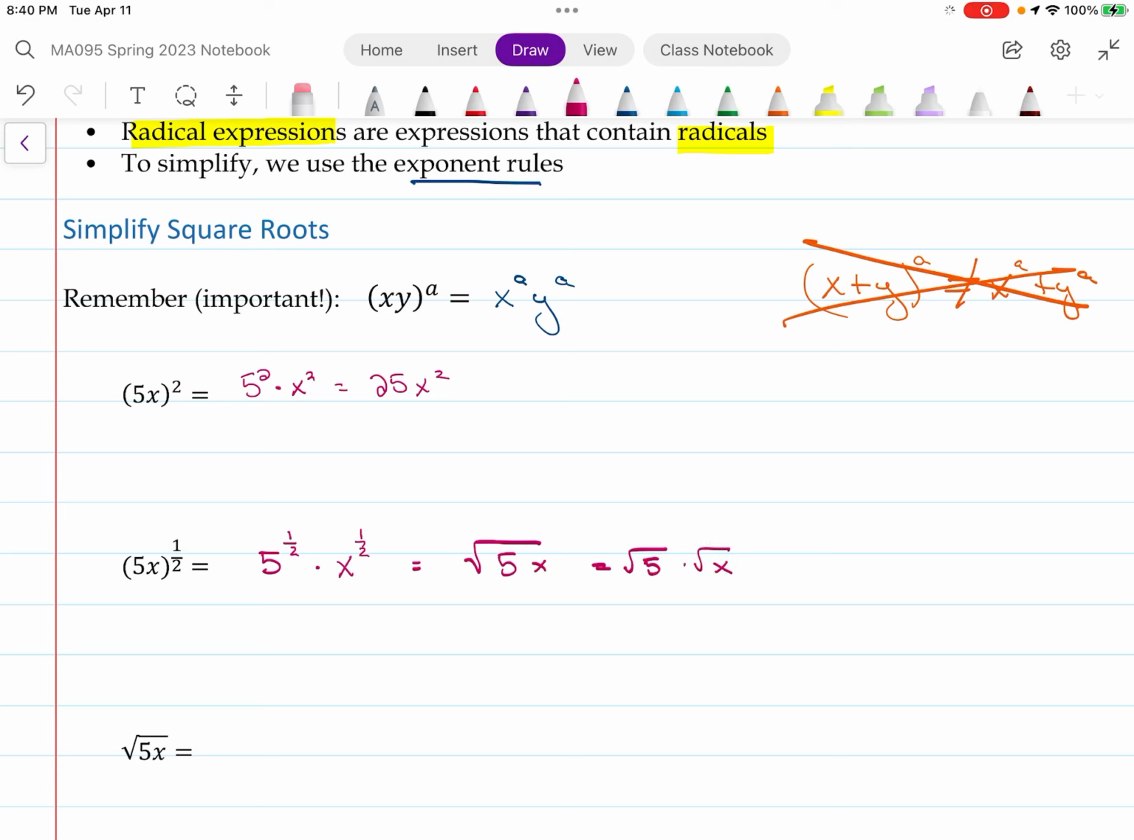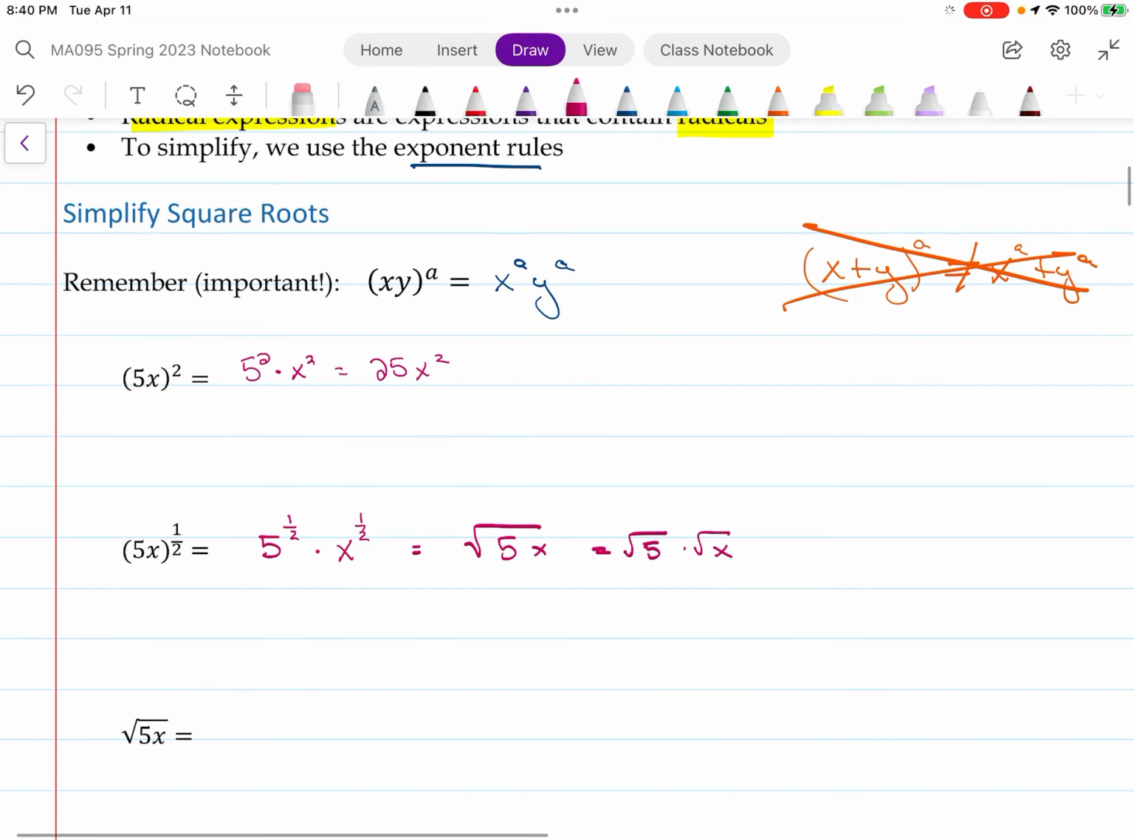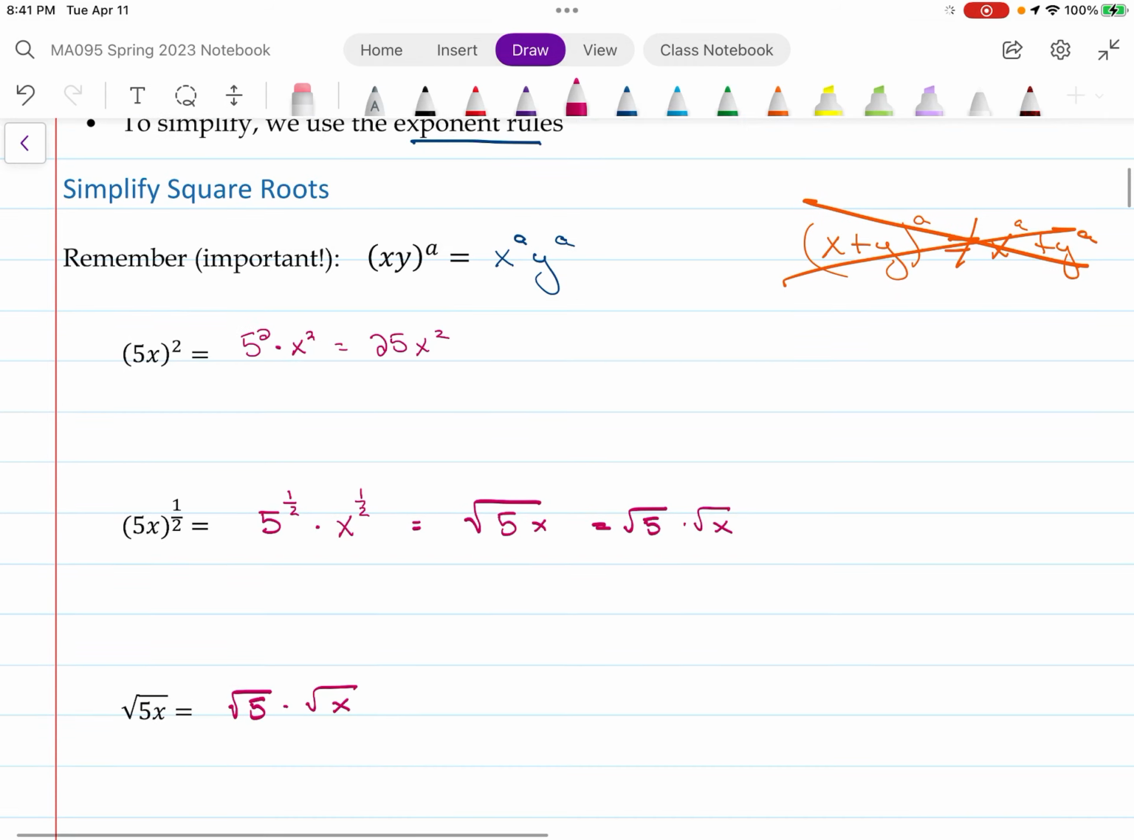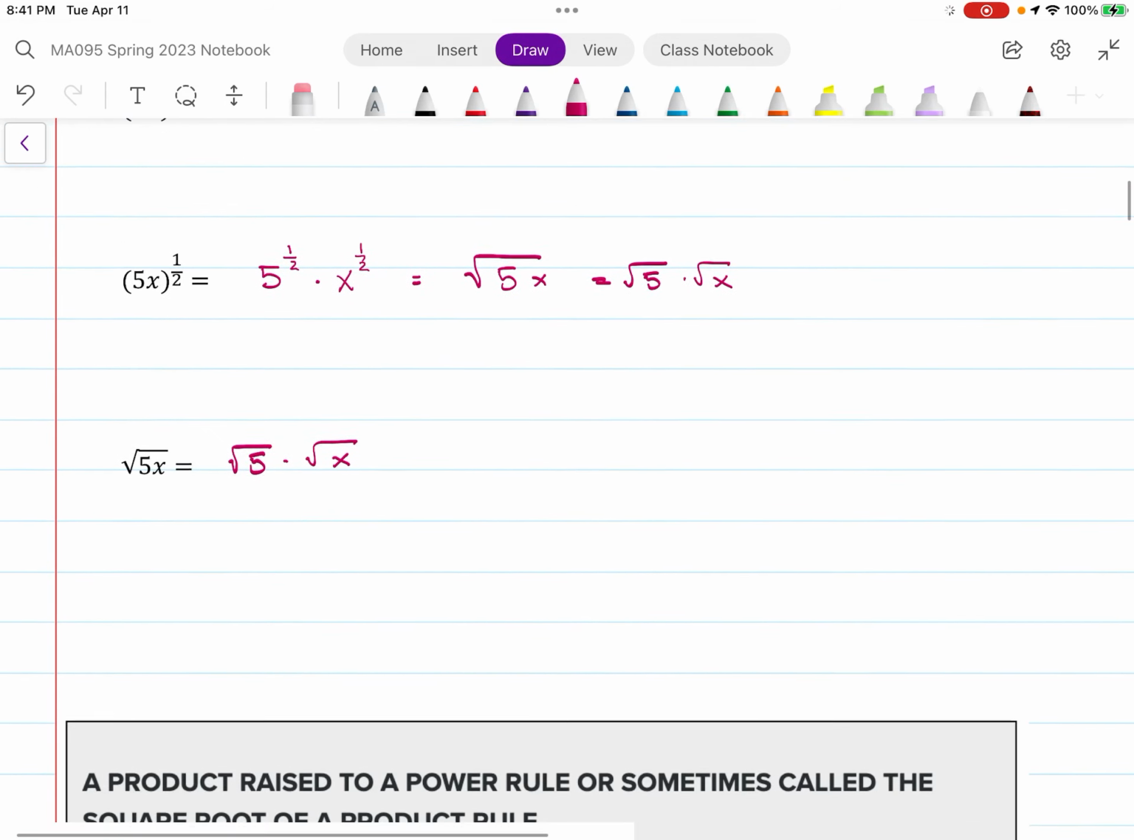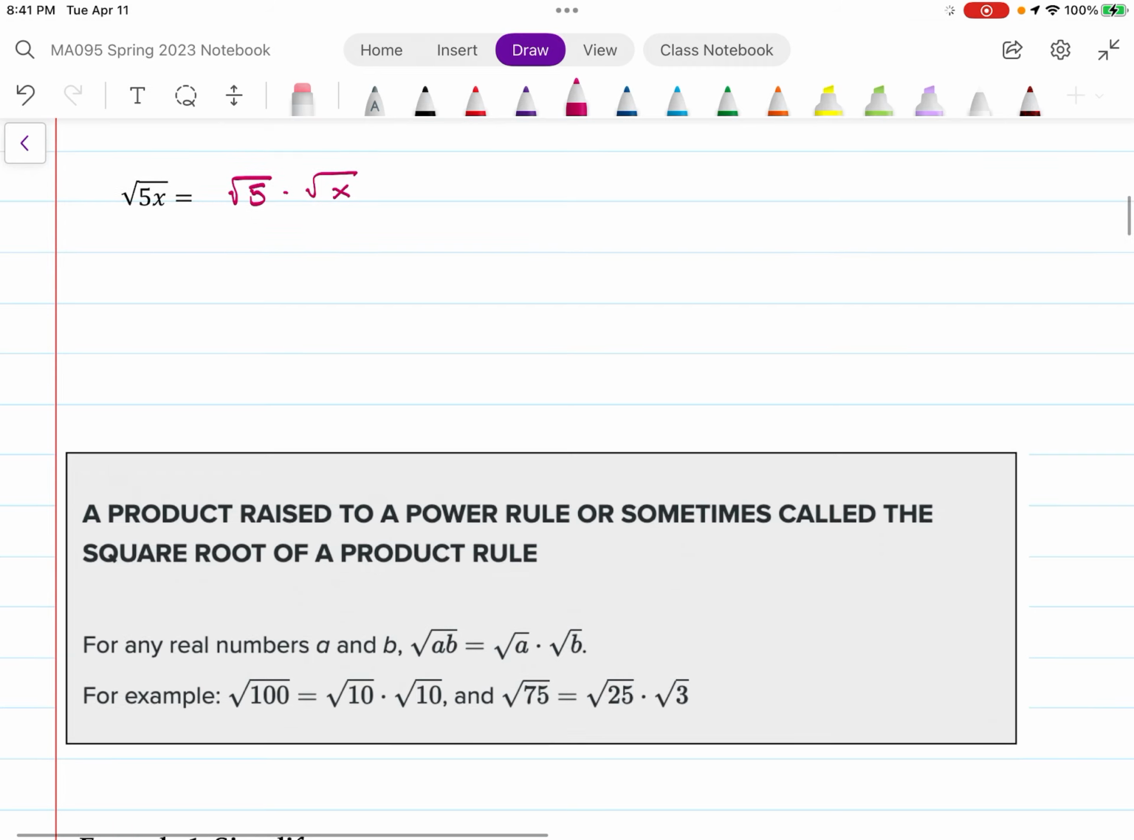Okay, so I've got an equal sign between them because I'm saying they all mean the same thing. Square root of 5x then is the square root of 5 times the square root of x, like I said up above. Okay, so you just have to get fluid and flexible in the way you look at all of these things meaning the same thing, different ways to express them.